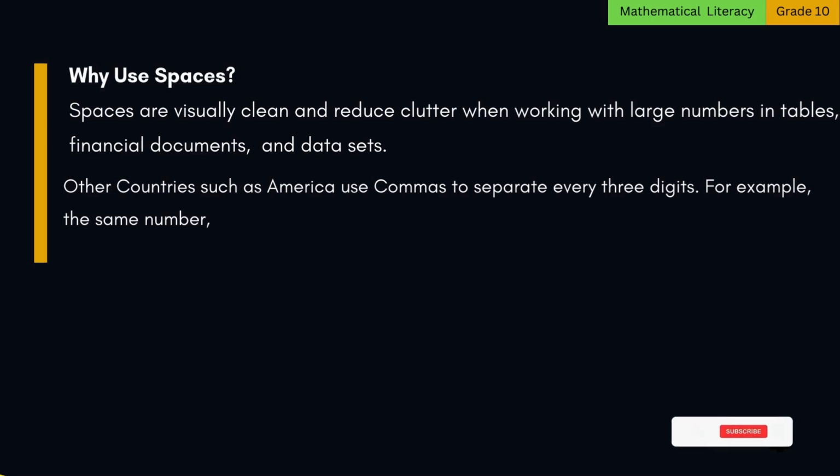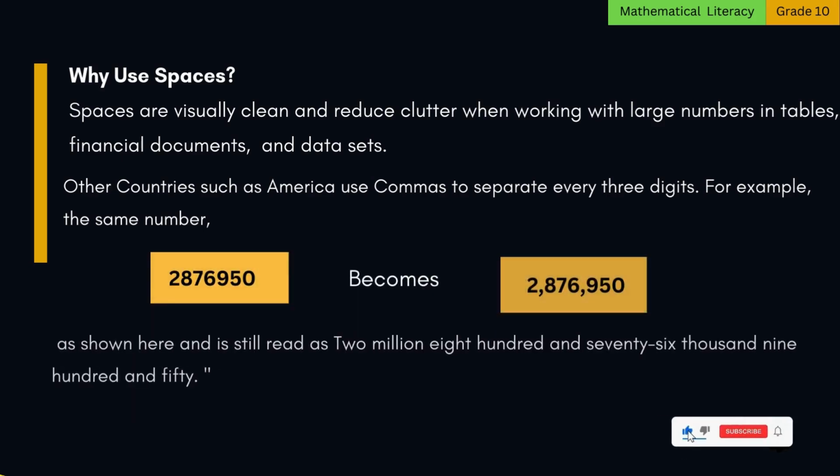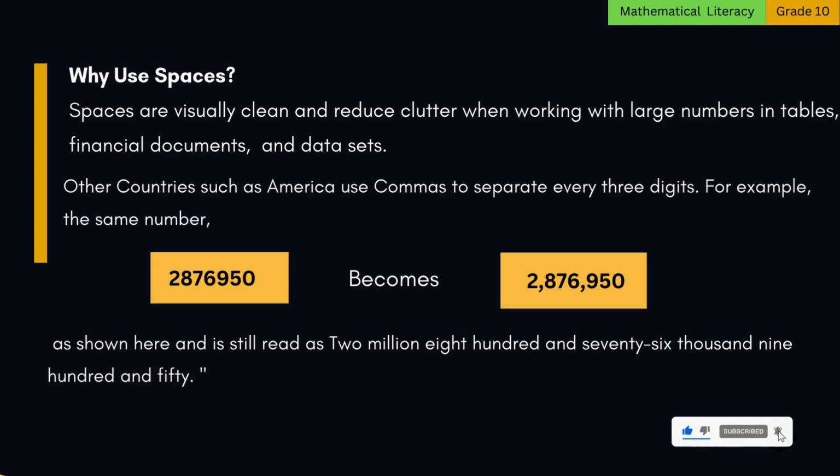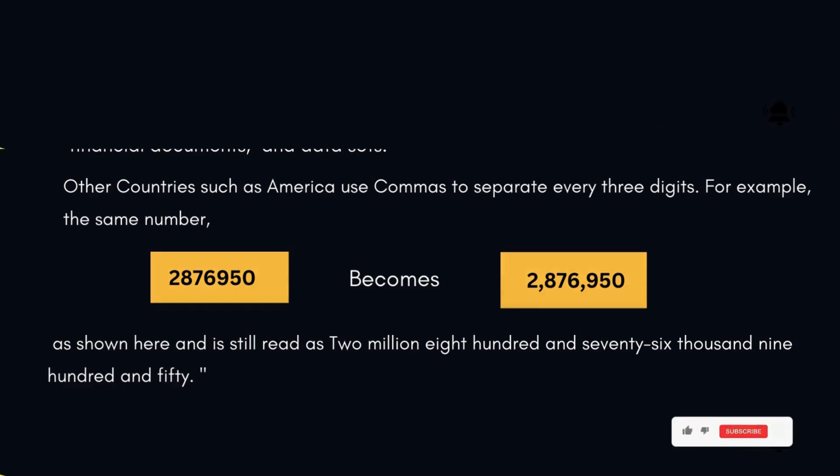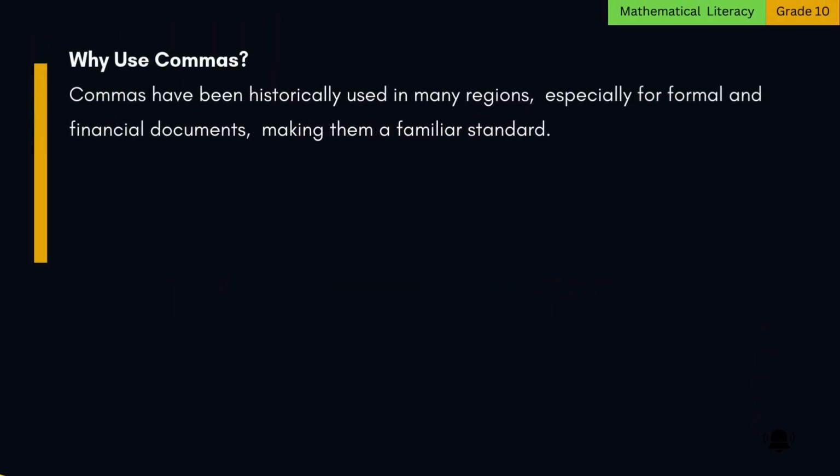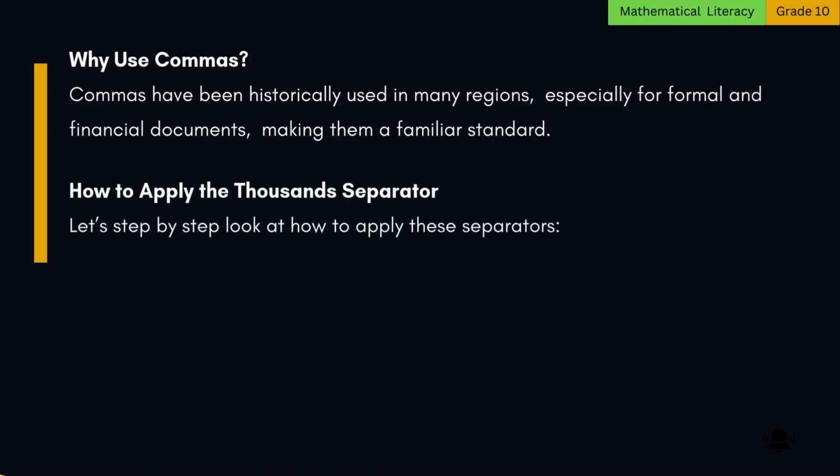For example, the same number becomes, as shown here, and is still read as 2,876,950. Why use commas? Commas have been historically used in many regions, especially for formal and financial documents, making them a familiar standard. How to apply the thousand separator?